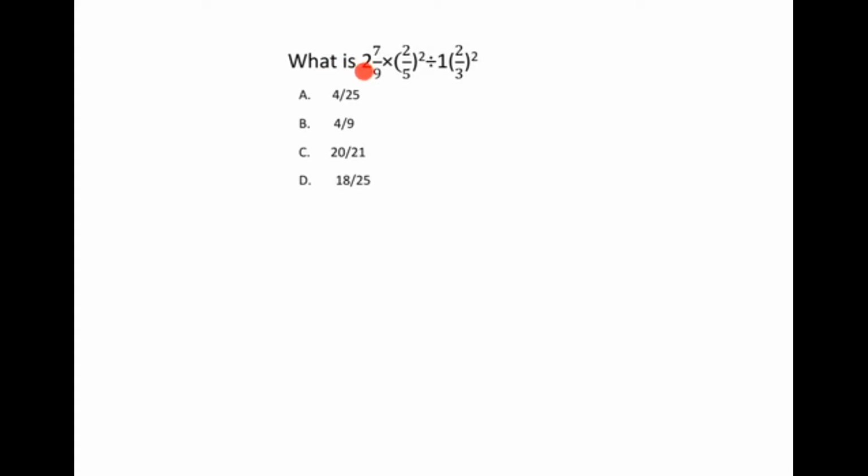What is 2 and 7 over 9 multiplied by 2 over 5 squared divided by 1 and 2 over 3 squared? So first we have to change this into an improper fraction. So 2 and 7 over 9 becomes 2 times 9 is 18 plus 7 is 25.